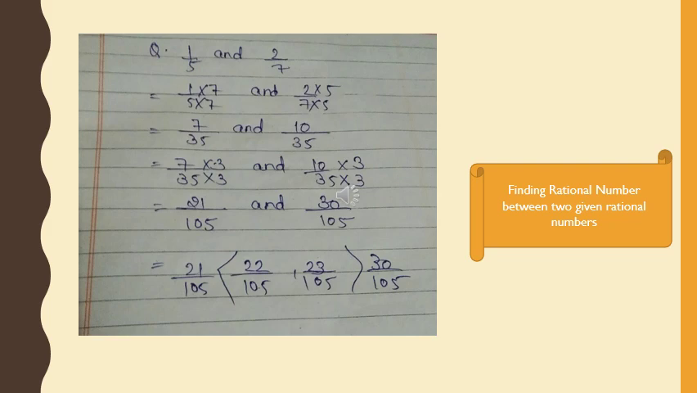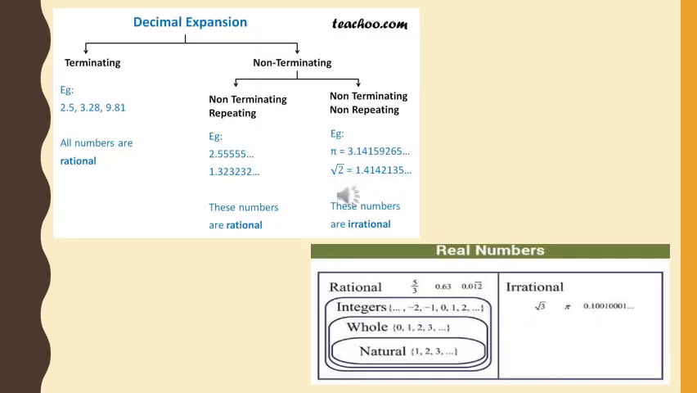Guys, what we have done today: we have understood the set of real numbers, which is a combination of rational numbers and irrational numbers. Rational numbers are numbers which can be represented in the form p by q, where p and q are integers and q is not equal to 0, and numbers which cannot be represented as rational are called irrational numbers.